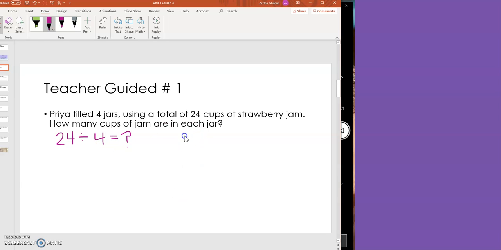To rewrite that as multiplication, I could think of it as 4 times some number, and I'm just going to put a question mark, will give me a total of 24. For this one, we can use our knowledge of multiplication facts to figure it out. So we would say 4 times 6 will give me 24. And because it's a word problem, let's make sure that we're including a label. So it's not just 6, we can say it is 6 cups.